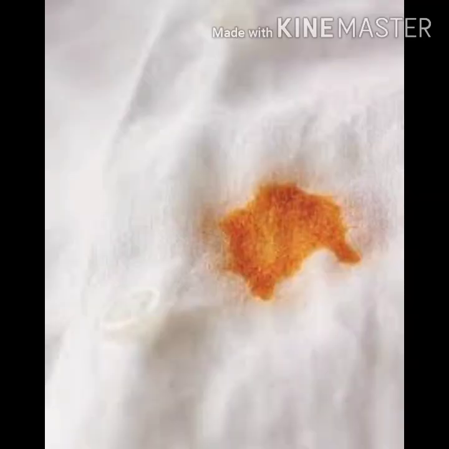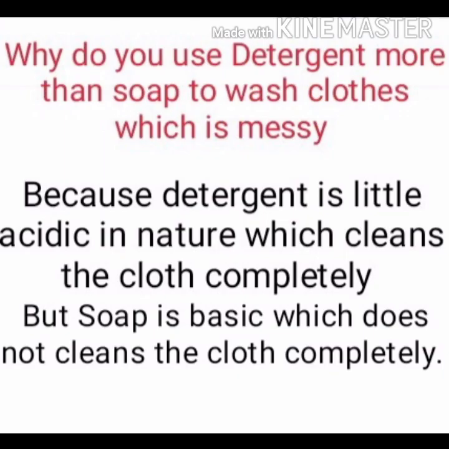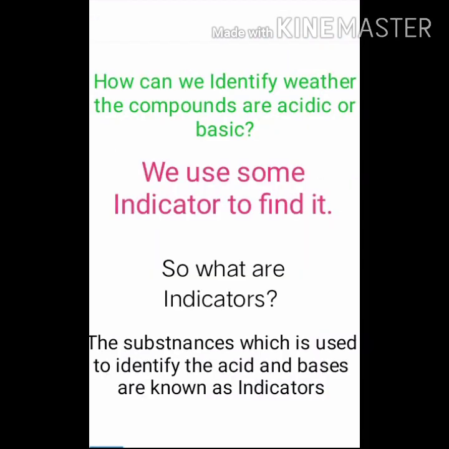So, why do we use detergent more than soap to clean a messy cloth? Do you know? Because detergent is a little acidic in nature, which cleans the cloth completely, but soap is basic, which does not clean cloth completely.